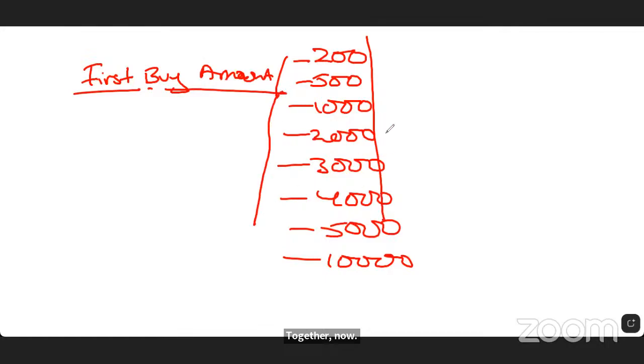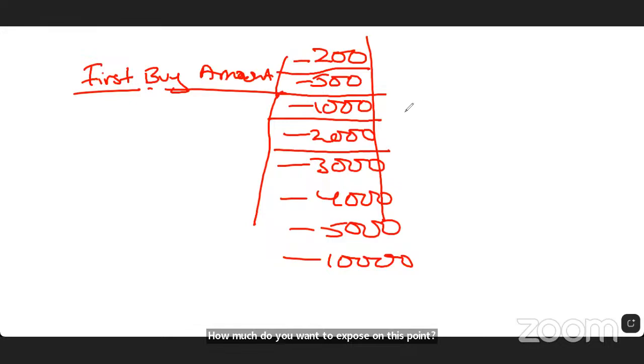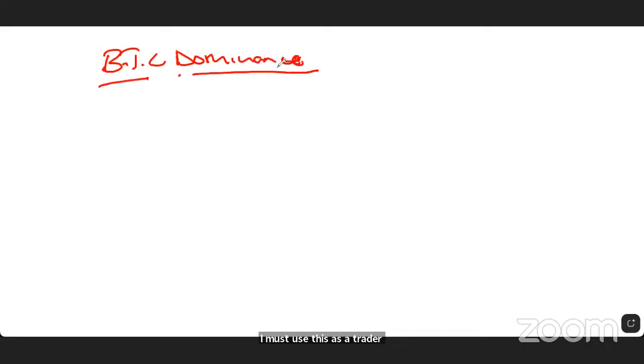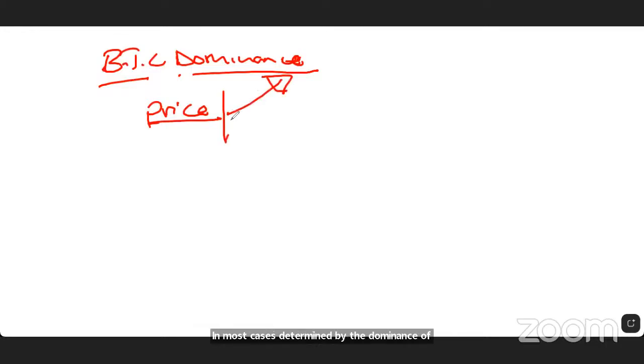So on this, as Coach Ma, I think, decide how much you want to expose on this coin. Let me say I have $1,000. I usually say as a trader, this is what I believe in. There's what we call Bitcoin dominance. I must use this as a trader. What is Bitcoin dominance? It's the performance of Bitcoin on a given day. Today the price in the market, in most cases, is determined by the dominance of Bitcoin. I may not go into details about this today.